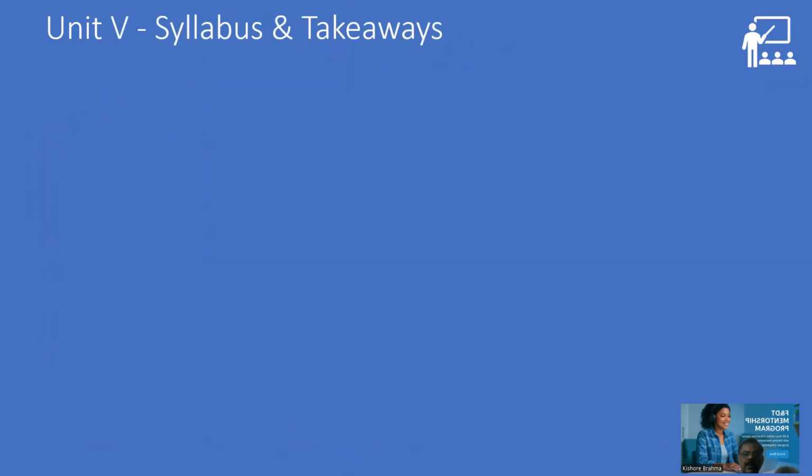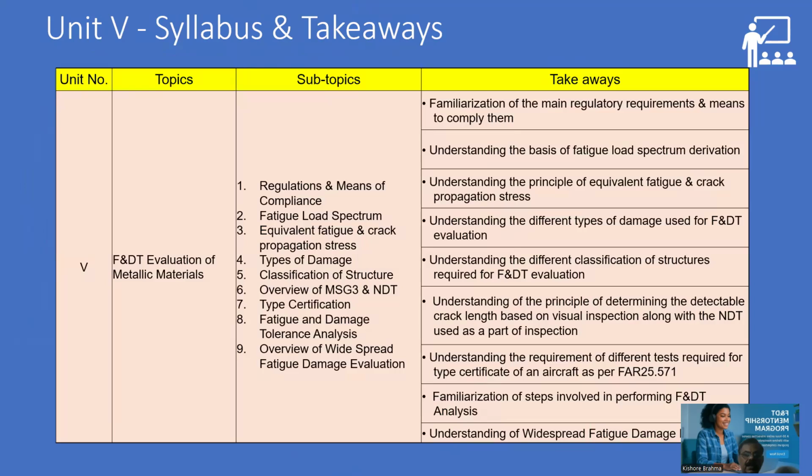The final unit, the takeaways for fatigue and damage tolerance evaluation, consists of 9 subtopics. It will take you through the formulation of the main regulatory requirements and means to comply with them. Then it will give the understanding of basic fatigue load spectrum derivation. Then principle of equivalent fatigue and crack propagation stress. Understanding the different types of damage used for F&DT evaluation. Understanding the different classification of structure required for F&DT evaluation.